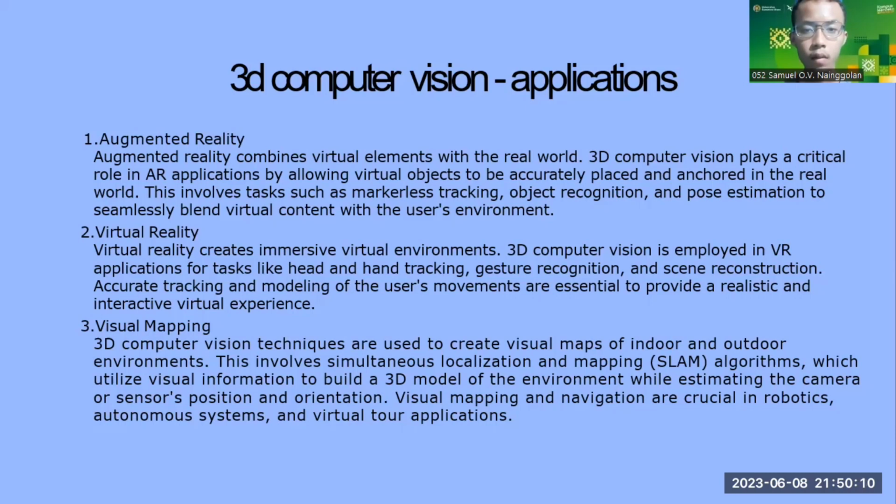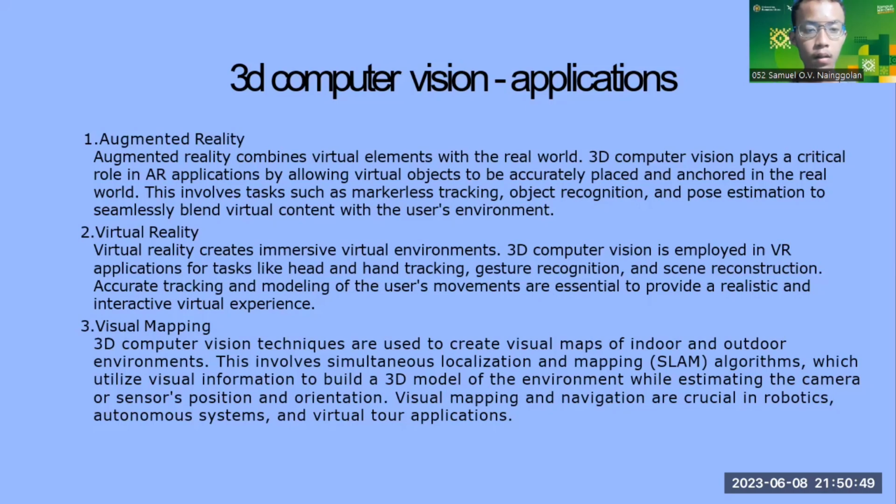with the user's environment. Second, virtual reality creates immersive virtual environments. 3D computer vision is employed in VR applications for tasks like head and hand tracking, gesture recognition, and scene recognition. Accurate tracking and modeling of the user's movement are essential to provide a realistic and interactive virtual experience.